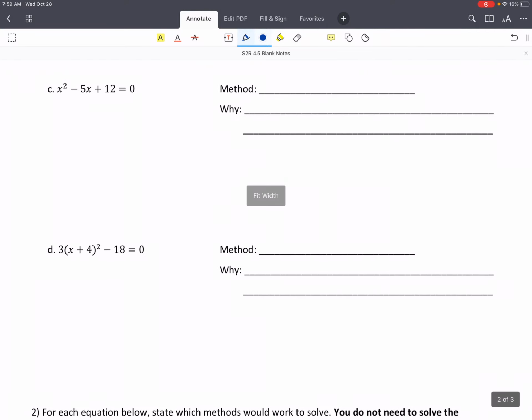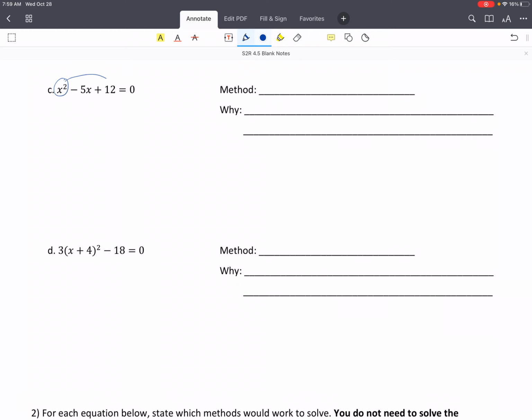Part C. Okay, I'm going to check to see if it factors. Does anything multiply to 12 but add to negative 5? Well, factors of 12 are 1 and 12, 2 and 6, 3 and 4. And looks like none of those are going to make a difference of 5, so this does not factor, so we're not going to choose factoring.